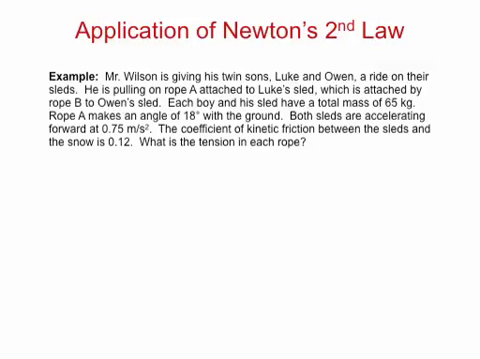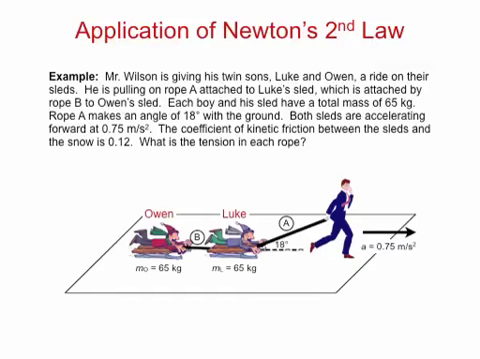As always, we start by sketching the scenario presented in the problem. This problem has two objects whose motion we need to analyze: Luke and Owen, or technically, Luke plus his sled and Owen plus his sled. We don't really need to analyze Mr. Wilson's motion, though in principle we could. We just treat him as the source of propulsion for Luke and Owen, the result of which is the 0.75 meter per second squared acceleration of all of them.